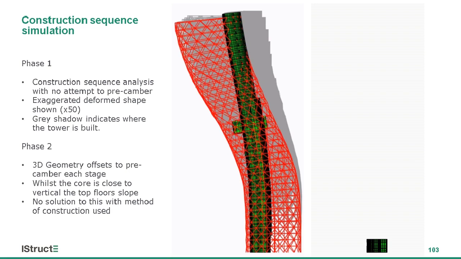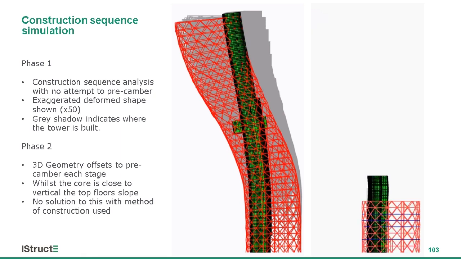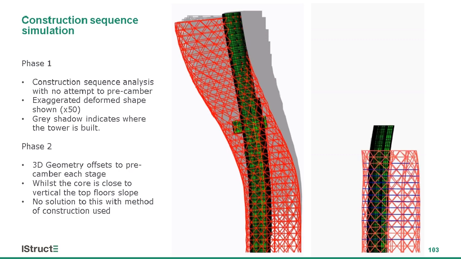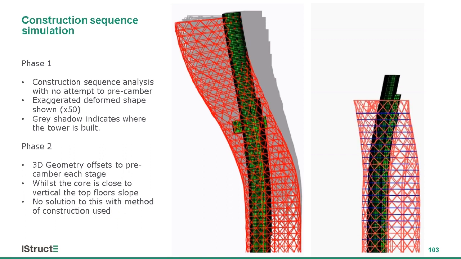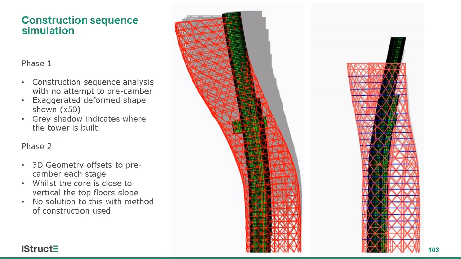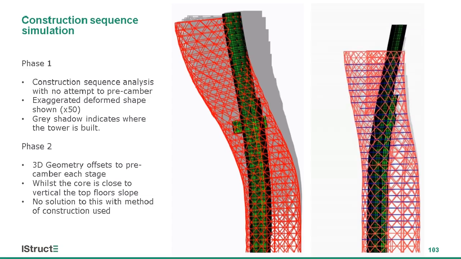Then using the results from that simulation, we then calculated pre-camber data, and then for each jump of the jump form, the top of the formwork is moved according to that pre-camber. It's three-dimensional, so X, Y, and Z, and basically the principle is build it bent so that it leans straight. This is regular stuff for some bridge work, although quite often that's two-dimensional. This is the first time that we've done one of these that was truly three-dimensional.